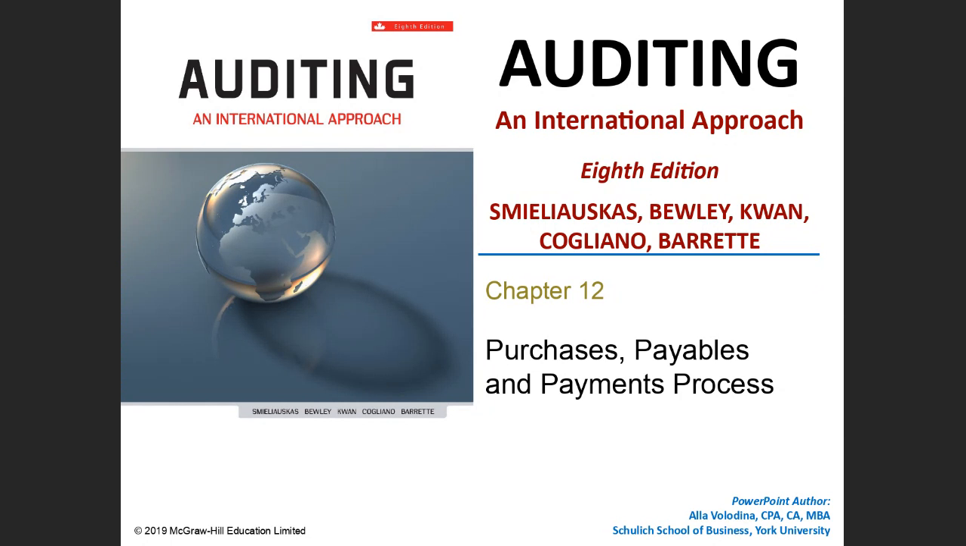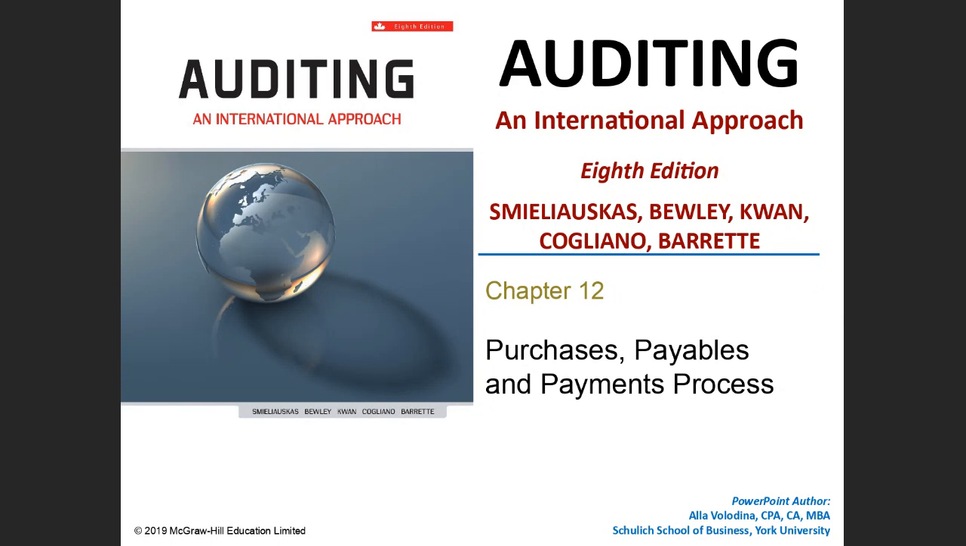Okay, that being said, let's move into chapter 12, which, as I mentioned, is referred to as the purchases, payables, and payments process. In the past, I've called this the triple P. Purchases, payables, and payments. And so if we think about this in the ordinary context of a business, what does a business have to do? It has to purchase things, doesn't it? What types of things does a business purchase?